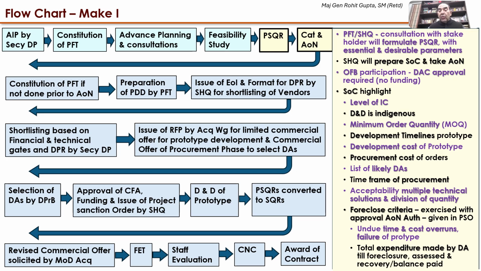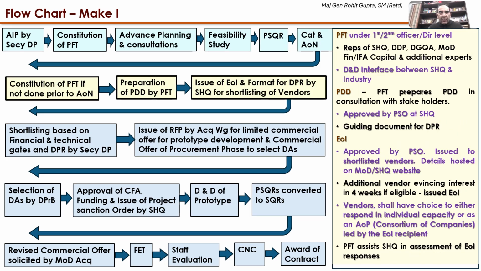Normally, it is due to time overruns and cost overruns, or the failure of the prototype. The total expenditure made by the DA till foreclosure is assessed, and the balance is paid. It's only till the time that the foreclosure has been done that much is paid.